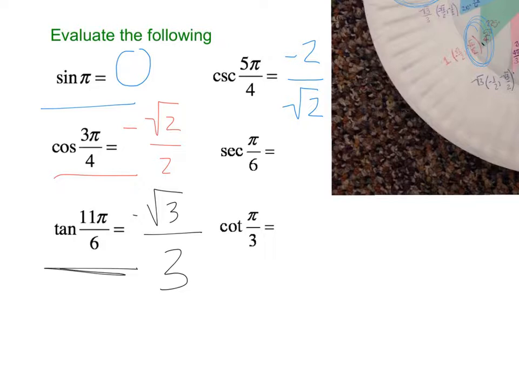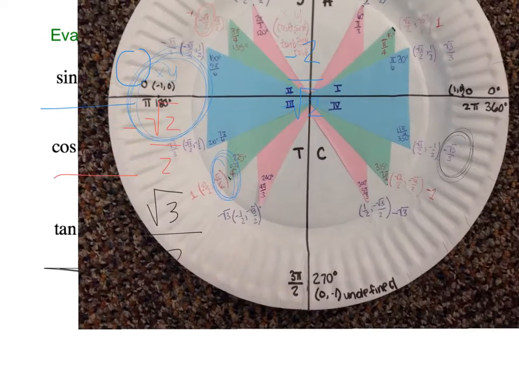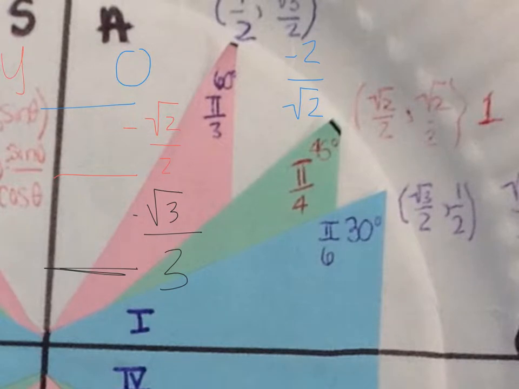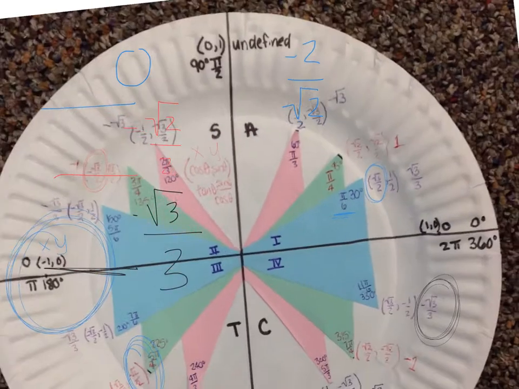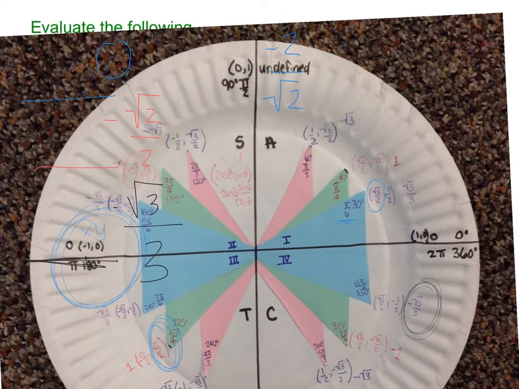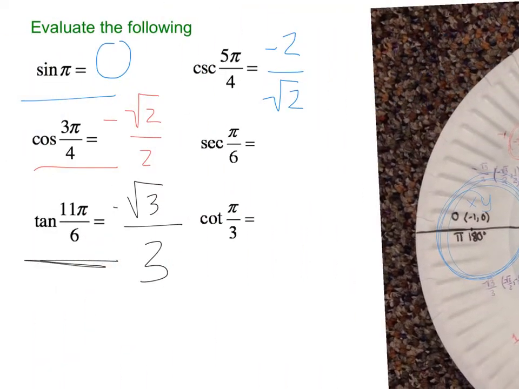So for secant of pi over 6, I go to pi over 6 on my unit circle. Secant goes with cosine, only one co. Here my cosine of pi over 6 is square root of 3 over 2. And so for the secant of that, I flip it. So instead of being square root of 3 over 2, it'll be 2 over the square root of 3.